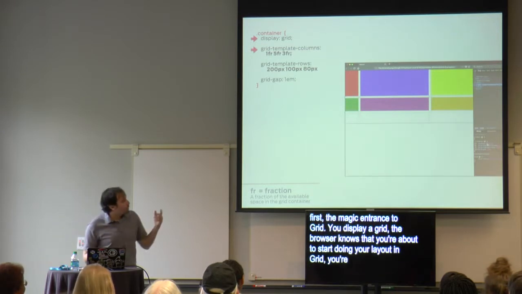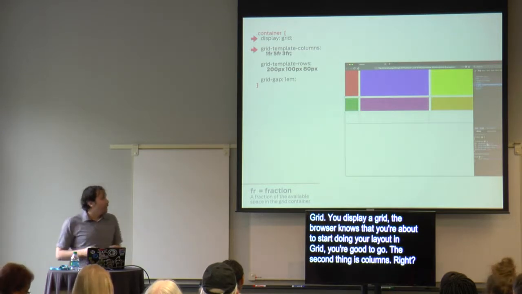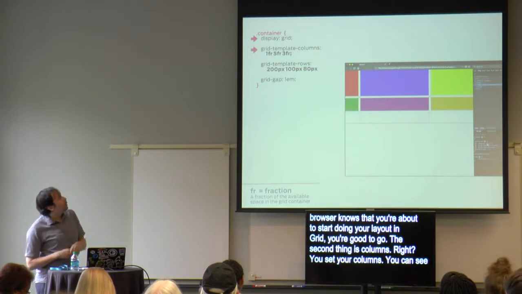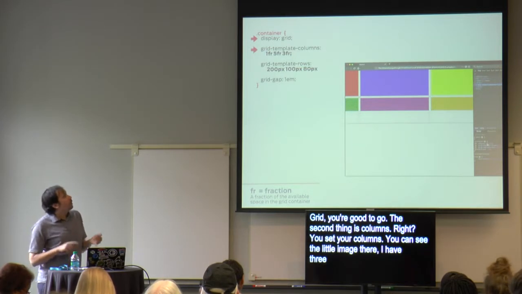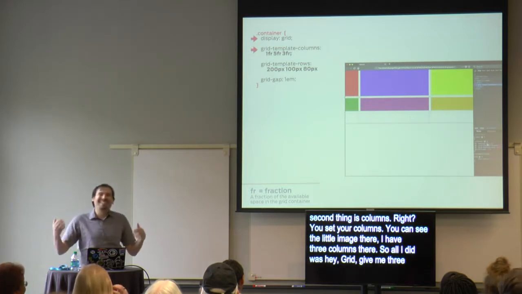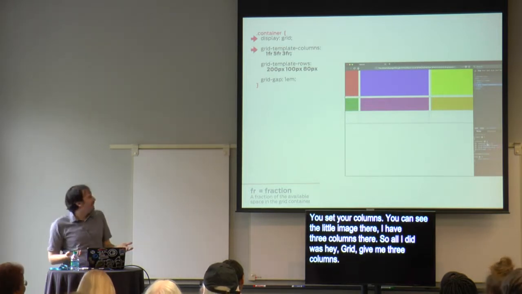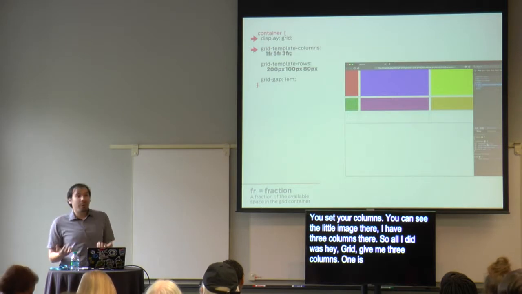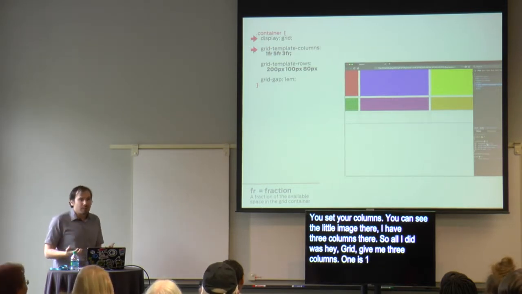You set your columns, as you can see in the little image. I have 3 columns there. So all I did was, hey, Grid, give me 3 columns. One is 1fr, one is 5fr, one is 3fr. And then you're thinking, what is fr, right? What is that? Well, fr is just a fraction. Just think of school. Like we use fractions all the time.